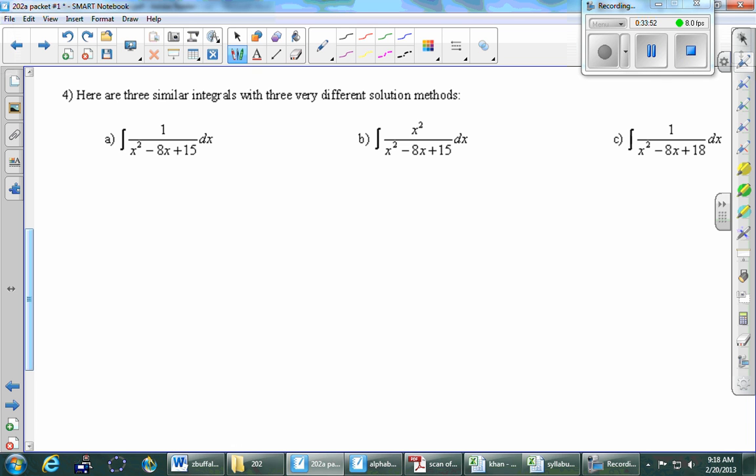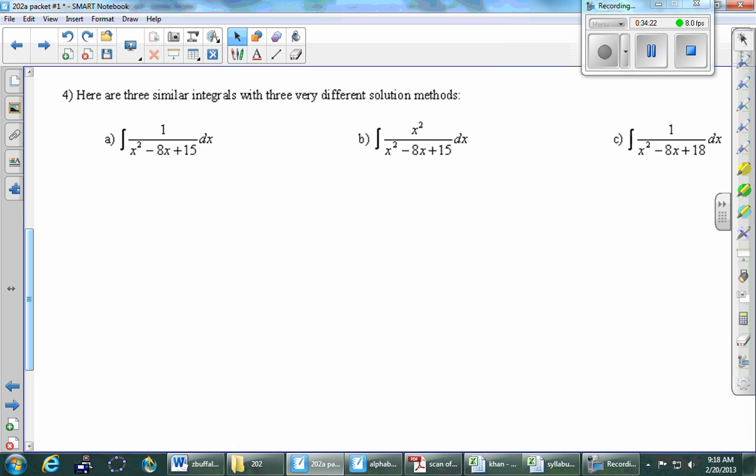Okay, number 4. 3 similar integrals with 3 very different solution methods. Okay, so the first one, 1 over x squared minus 8x plus 15. Second one, same thing, except x squared over. Last one is 1 over x squared minus 8x plus 18. And even though parts A and C look nearly identical, the way we solve them, they really have nothing in common. So let's try each of these.